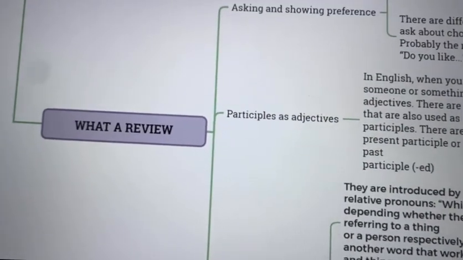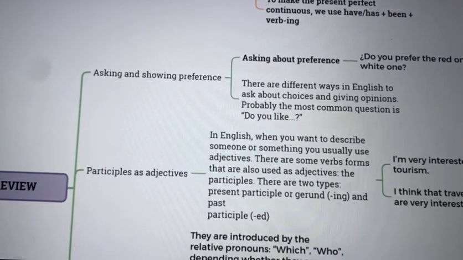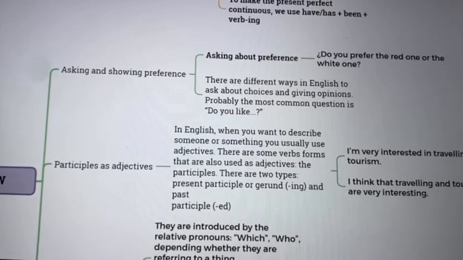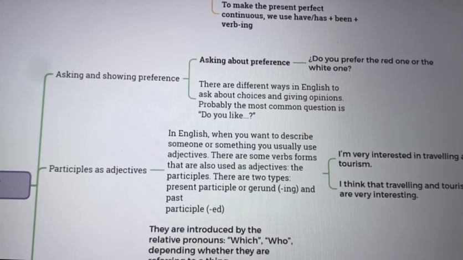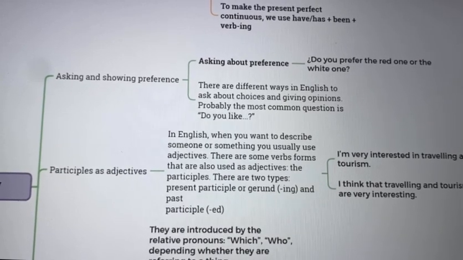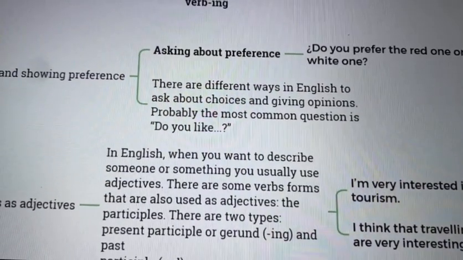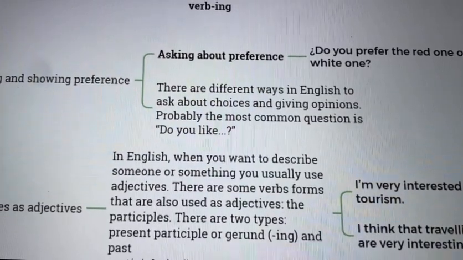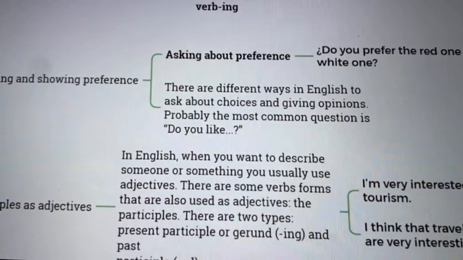And Unit 3, a review. Asking and showing preference. Asking about preference. Do you prefer the red one or the white one? There are different ways in English to ask about choices and give opinions. Probably the most common question is, do you like?